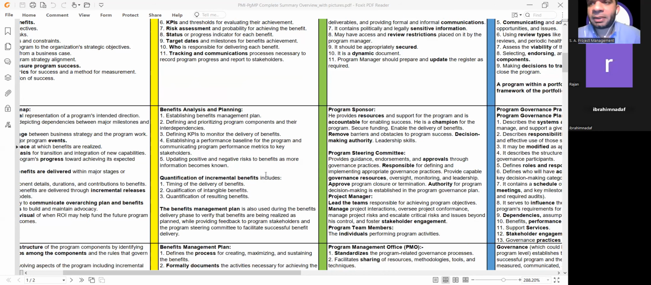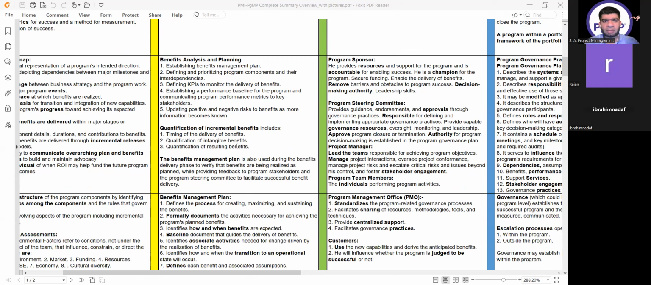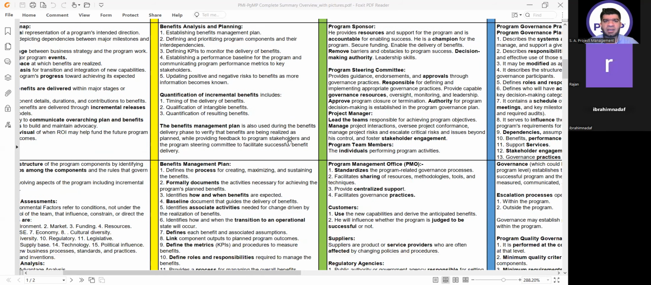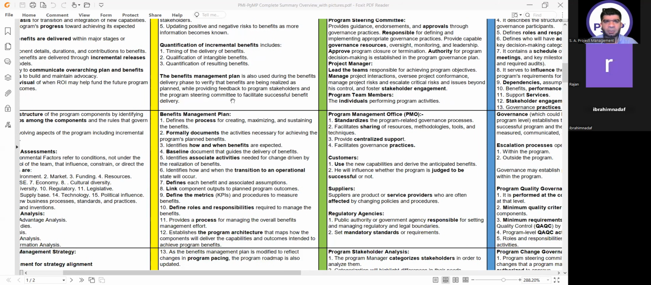Okay. Then we do the benefit analysis and planning, in which we make the benefits management plan, defining and prioritizing program components and the interdependencies, KPIs, establishing a performance baseline, updating positive and negative risks. Then we do the quantification of incremental benefits. We have the timing of the delivery of benefits, qualification of intangible benefits, and quantification of resulting benefits. Then the benefits management plan is also used during the benefits delivery phase to verify that benefits are being realized as planned while providing feedback to the program stakeholders and the program steering committee.